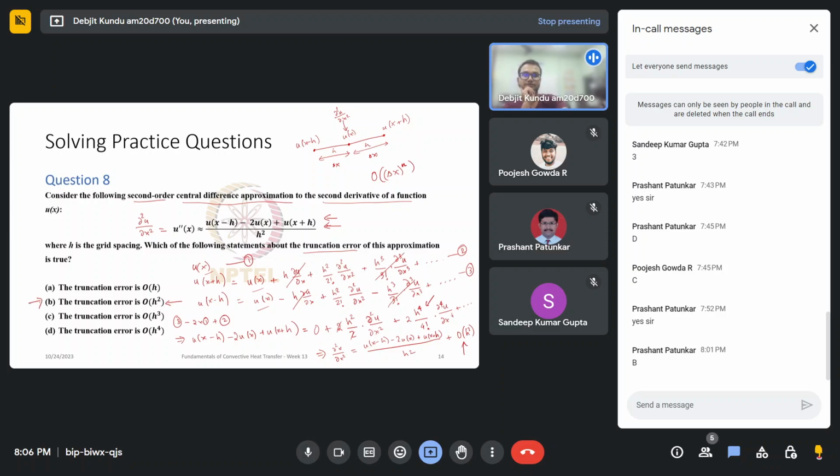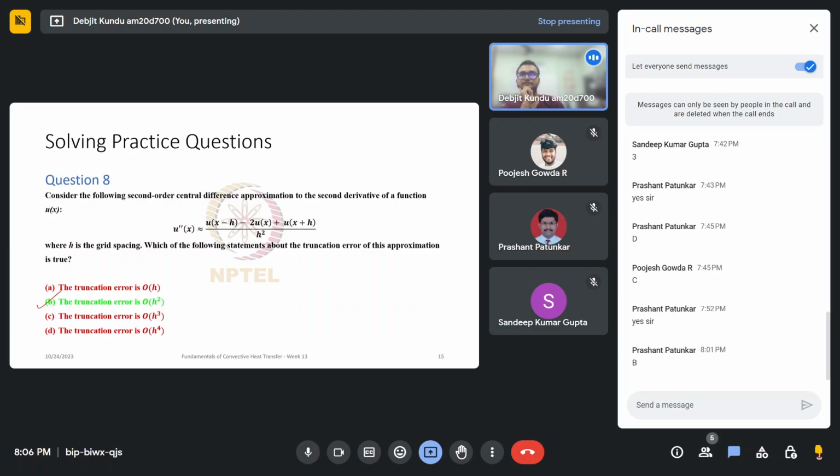Let's have a look at the solution. It is indeed option B. Okay. Any questions on this?